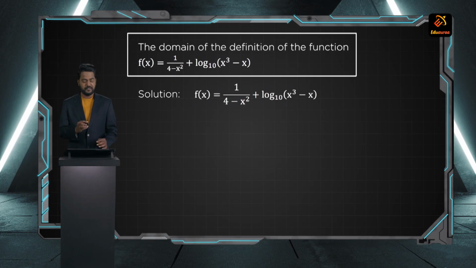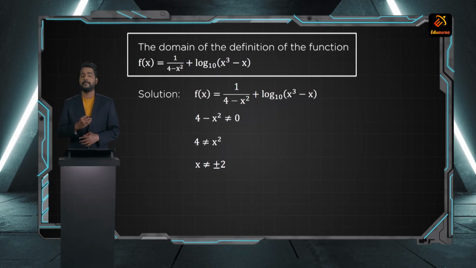Understood? So the function is equal to 1 upon 4 minus x square plus log to the base 10 of x cube minus x. So first of all, 4 minus x square should be what? Should be not equal to 0. It means 4 is not equal to x square. It means x should not be equal to plus minus 2. So remember this, x should not be equal to plus minus 2. Moving further, log to the base 10 of x cube minus x.